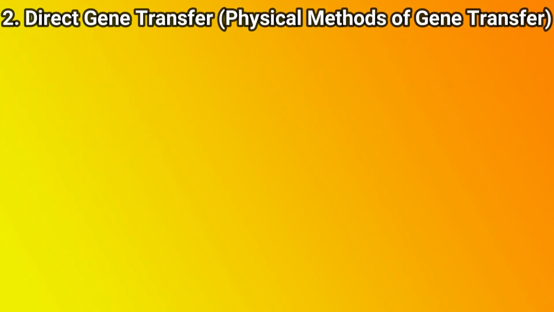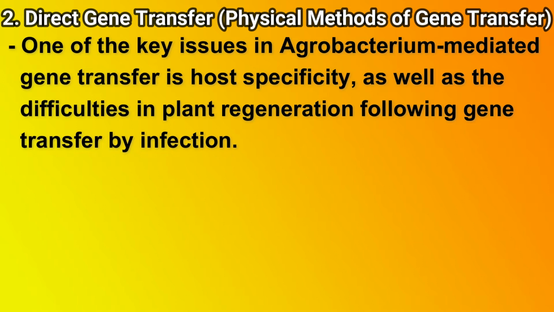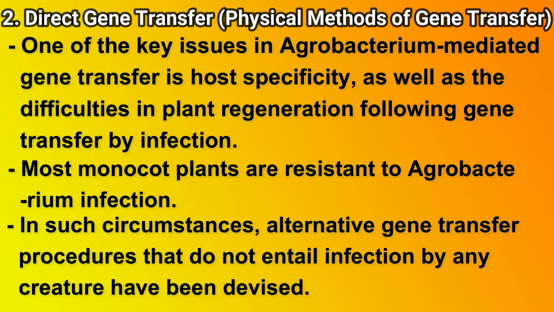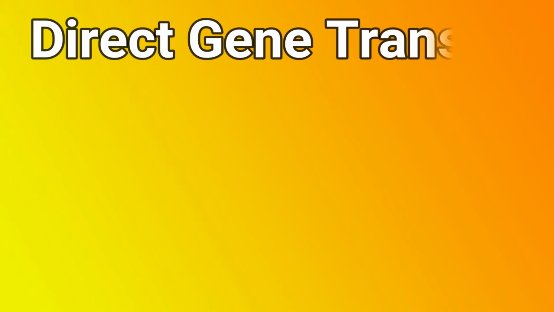Number 2. Direct gene transfer, which is physical methods of gene transfer. One of the key issues in Agrobacterium-mediated gene transfer is host specificity as well as difficulties in plant regeneration following gene transfer by infection. Most monocot plants are resistant to Agrobacterium infection. In such circumstances, alternative gene transfer procedures that do not entail infection by any organism have been devised. So here are the direct gene transfer methods. Following are some of the direct gene transfer methods developed for the genetic engineering of specific plants.